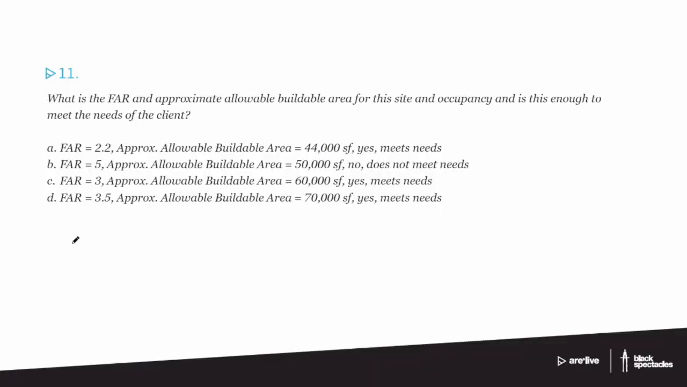So now let's go back and look at our answers. If we have a 20,000 square foot site and we have an FAR of 3, let's say, then 20,000 times 3 would be 60,000, and our building is 40,000. So yes, that one would meet.